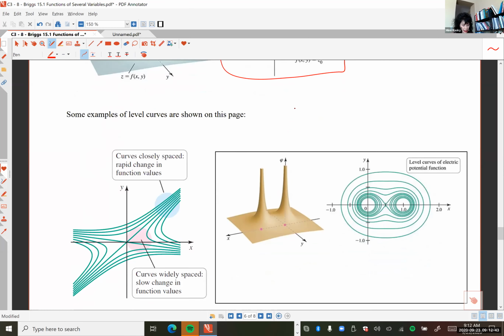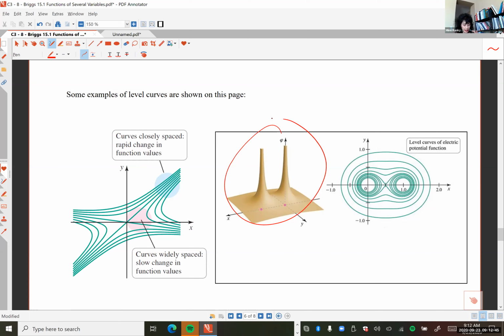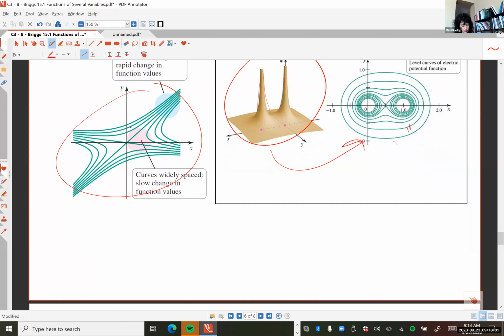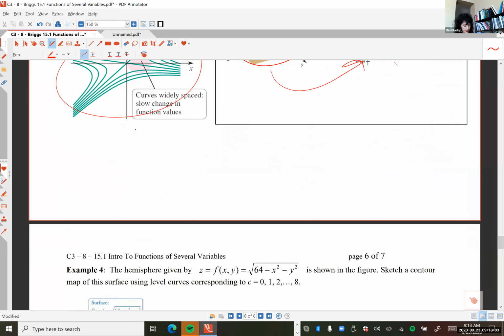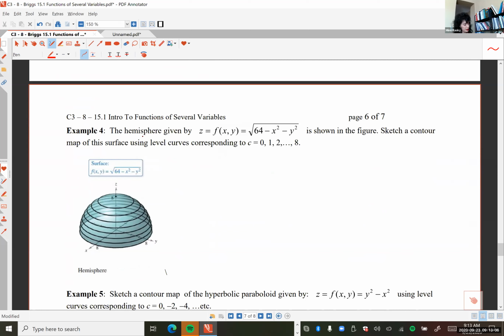So here are some other examples of level curves. Check out this thing. It looks like two volcanoes right next to each other. I don't know, somebody did a contour map for those two guys. So that's what it would look like. Okay, this is a contour map for something else. They're not showing you the surface that would go with it. I think it would probably be a hyperbolic paraboloid or something.